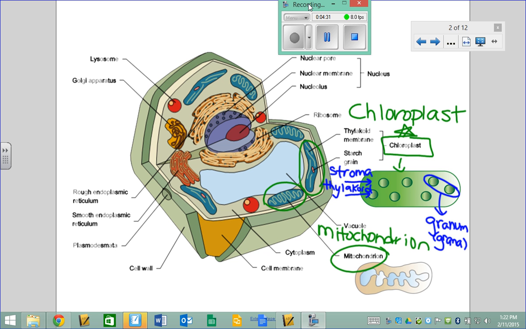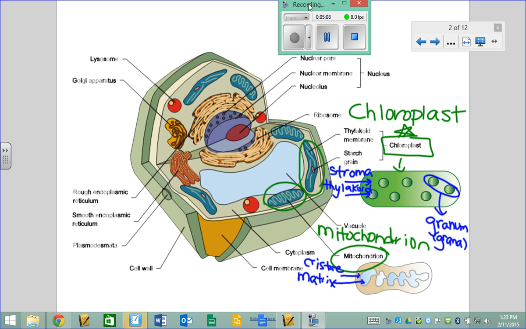Now in the mitochondrion, we have two things that we'll name. We have the wavy line, which is a membrane, and we have the space inside of it. The wavy line, the membrane, is called the cristae. And the space inside of the wavy line is called the matrix. And those are the two internal parts of the mitochondrion that I would require you to be aware of.